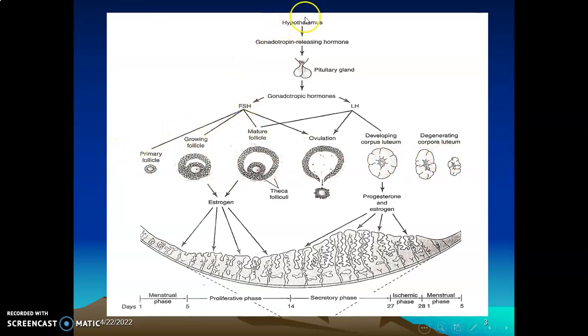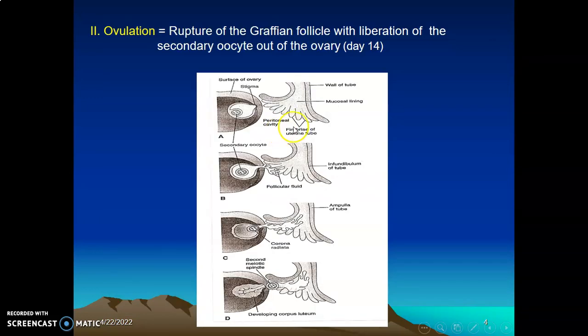The hypothalamus is the one that controls everything within the ovarian and uterine cycle. It produces gonadotropin releasing hormone that causes the pituitary gland to release gonadotropic hormones, so we have FSH and luteinizing hormone. This follicle stimulating hormone initiates the follicular phase, the first stage of the ovarian cycle, causing the primary follicle to start maturing into a Graafian follicle, then a mature follicle.